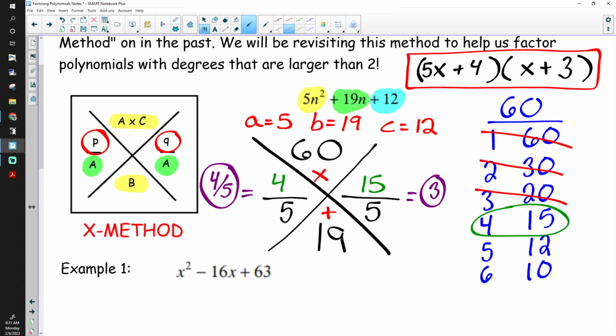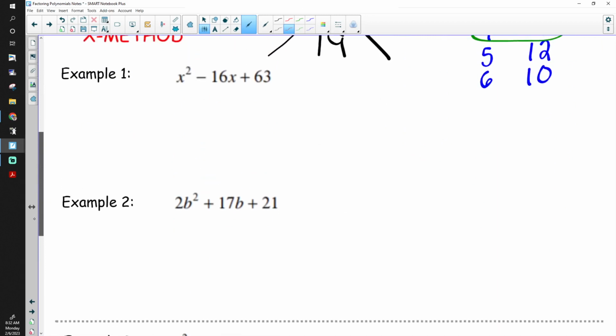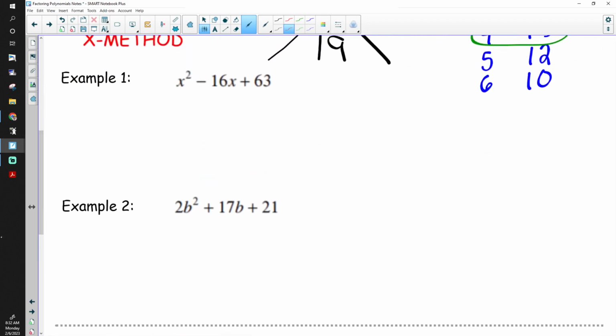Okay, so this is what we did earlier in the year. This is the first method of factoring polynomials: if there are 3 terms, you always want to try and do this first. Okay, let's go to example 1. Let's give it a go.